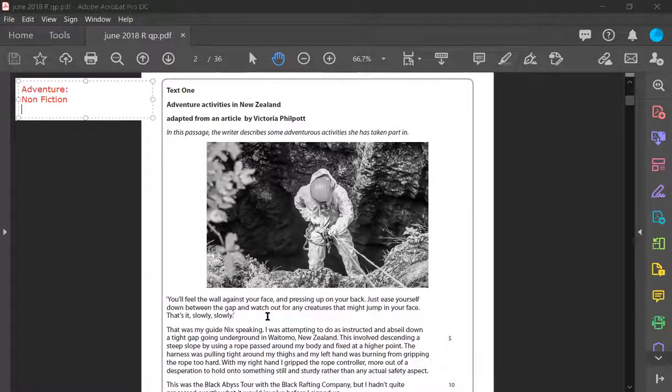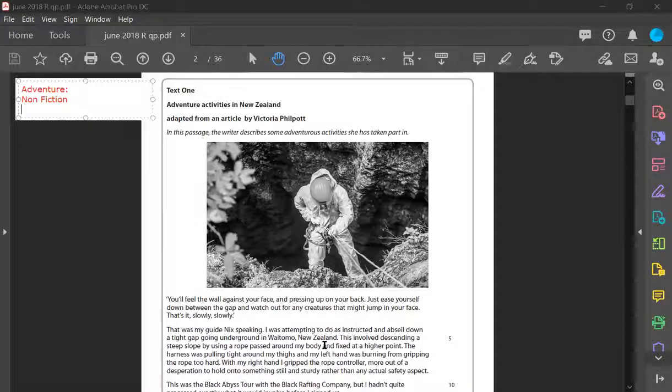You'll feel the wall against your face and pressing up on your back. Just ease yourself down between the gap and watch out for any creatures that might jump in your face. That's it. Slowly, slowly. This is being said by someone else, and who this is, we'll get to know right now. That was my guide, Nix, speaking. I was attempting to do as instructed and abseiled down a tight gap going underground in Waitomo, New Zealand.